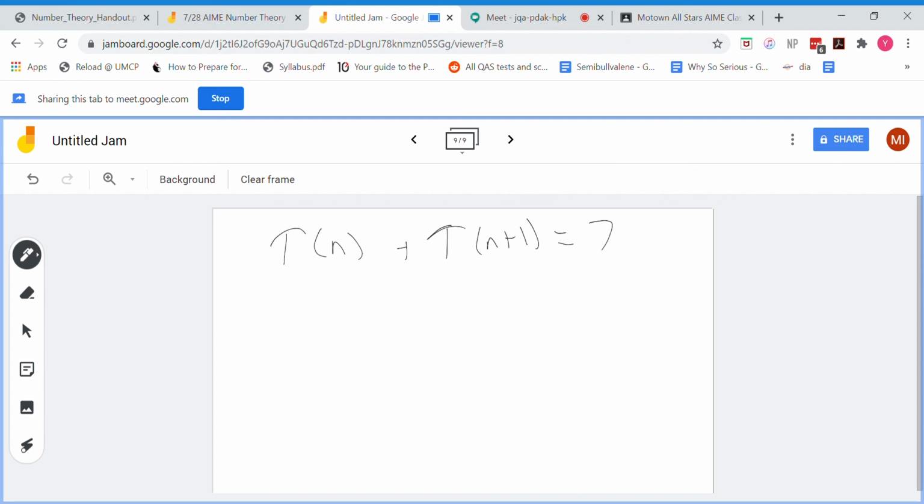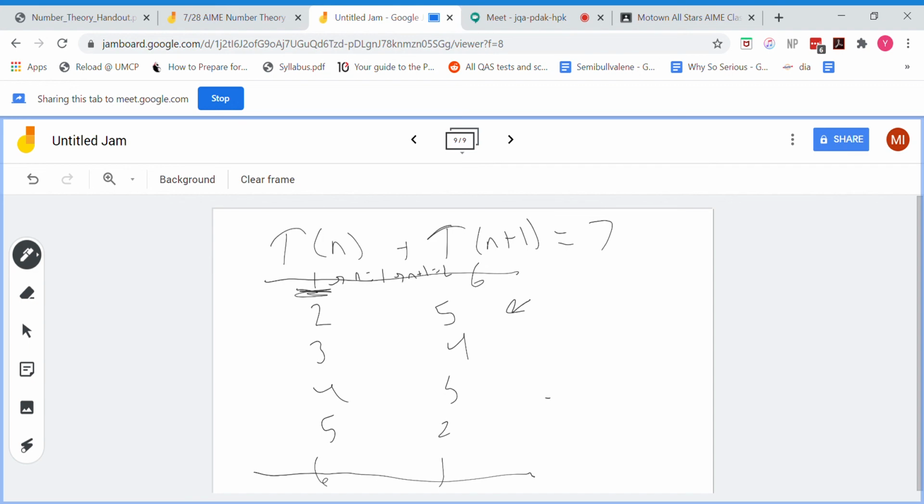So obviously the number of divisors has to be an integer, right? The number of divisors can't be 0, so the pairs are either 1, 6, 2, 5, 3, 4, 4, 3, 5, 2, and 6, 1. If tau of n equals 1, then n equals 1, and this means that n plus 1 equals 2. So this case doesn't work, because tau of 2 is not 6. And the same logic applies for the last case.